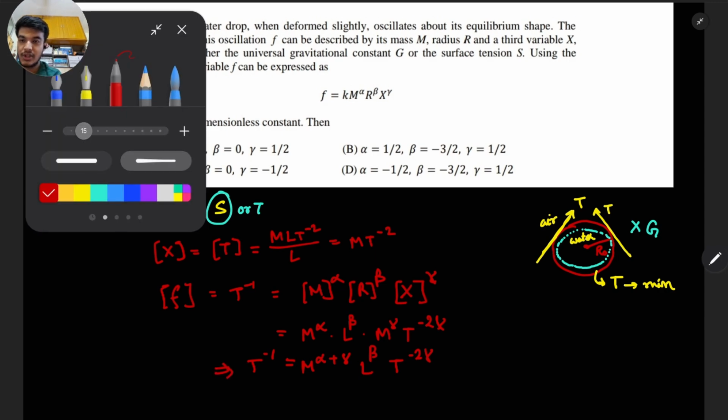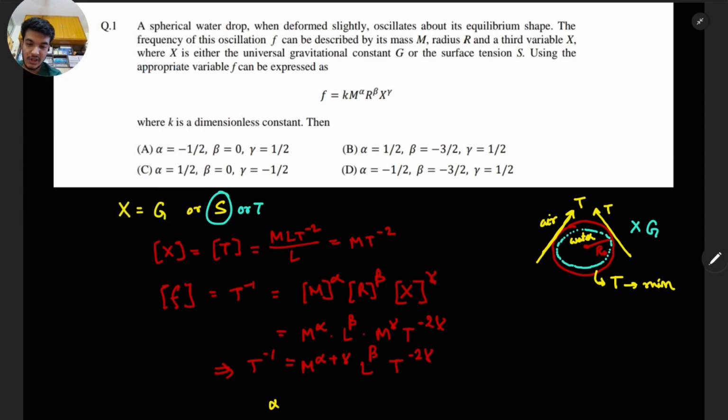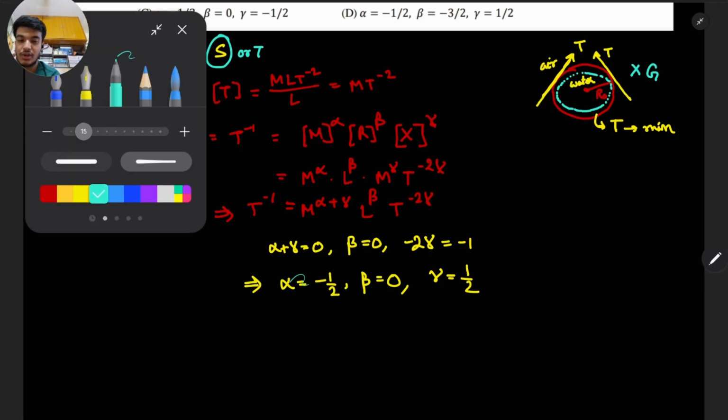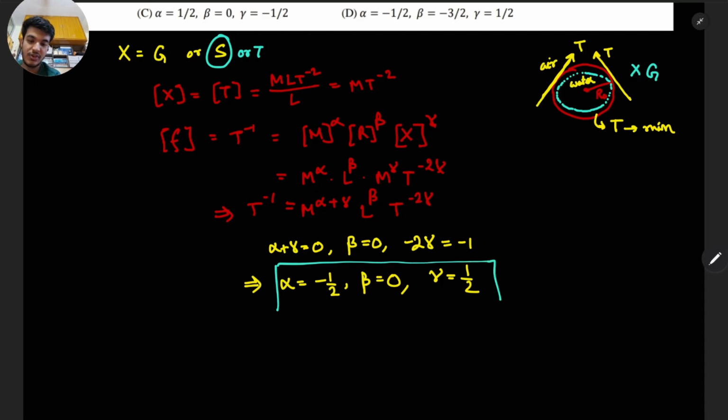Now by comparison, you can easily see that alpha plus gamma equals 0, beta equals 0, and -2 gamma equals -1. So from here I can say alpha equals -1/2, beta equals 0, and gamma equals 1/2. I think you can all see that. So according to this, which is the correct option?